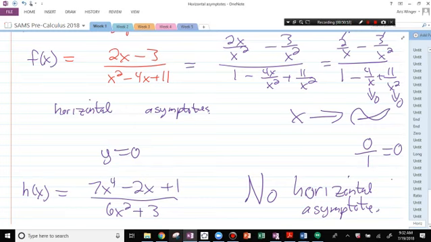The way that you would show that, of course, is you would divide everything by x squared, the highest power in the denominator. I'll do that in just a second, and you'll see that this really just looks like 7 over 6 x squared. Then we'll summarize.